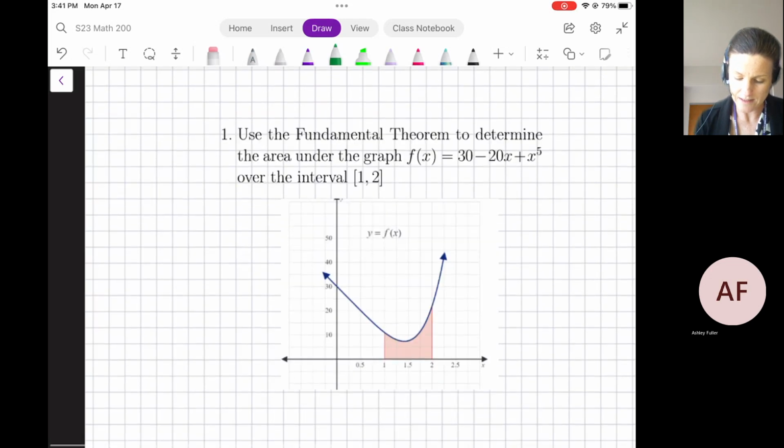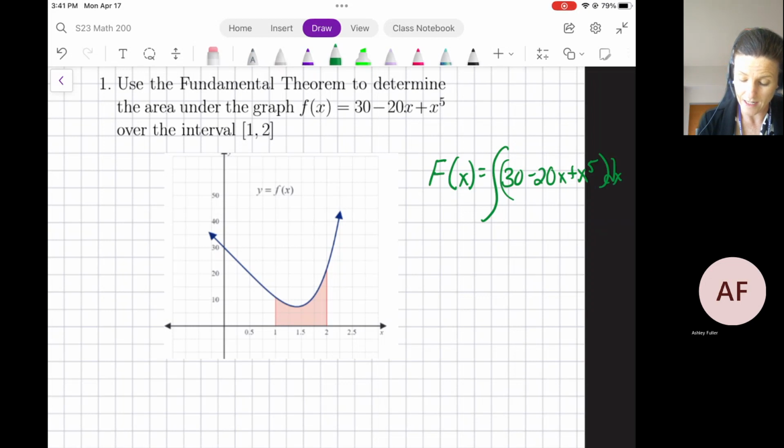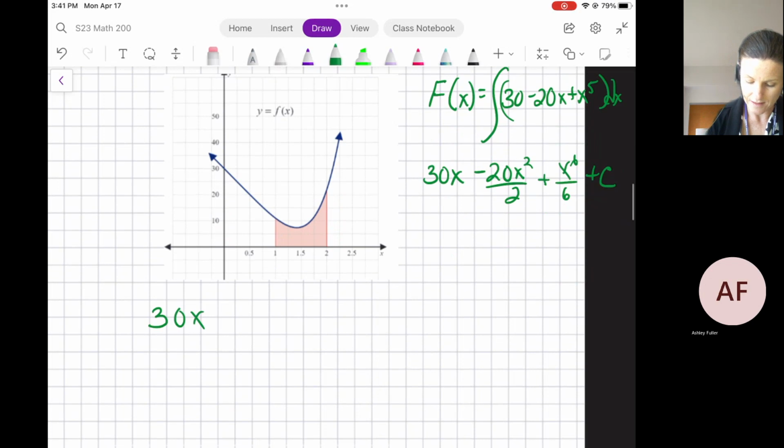As an example, let's consider this function. We want to find the area under the curve. To do that, we must first find the antiderivative, and the antiderivative is found by calculating the integral of the function. When I use my integral rules here, I find that the area or the antiderivative is going to be 30x minus 20x squared over 2 plus x to the 6 over 6 plus c. This simplifies to 30x minus 10x squared plus x to the 6 over 6 plus c.